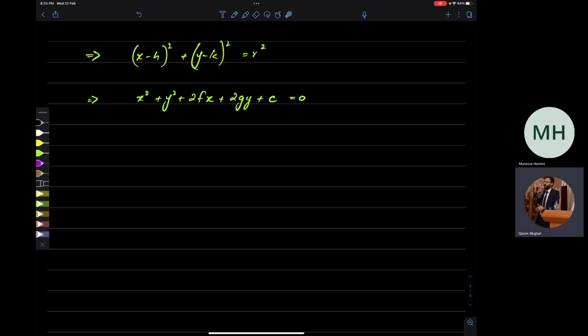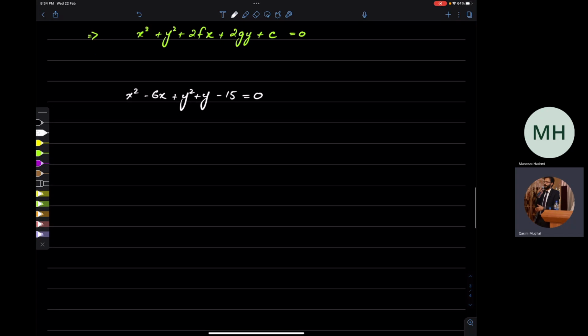If I have an expanded form of the equation of a circle, by using completing the square, I can always rearrange that form and go back to this form and then find out the center and the radius easily. We've already practiced how to find the center and the radius of the circle from the first format. So let's say I have a question: x squared minus 6x plus y squared plus y minus 15 equals 0. I'm starting off with an easy question.